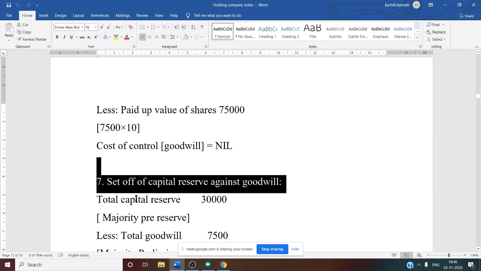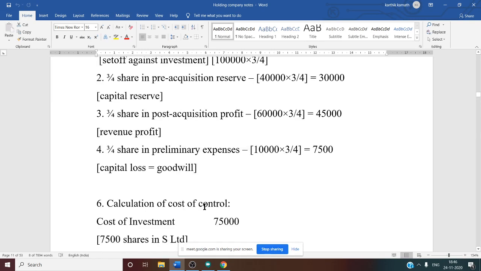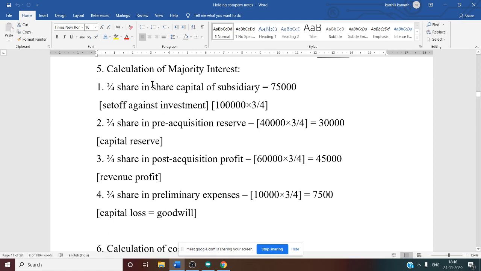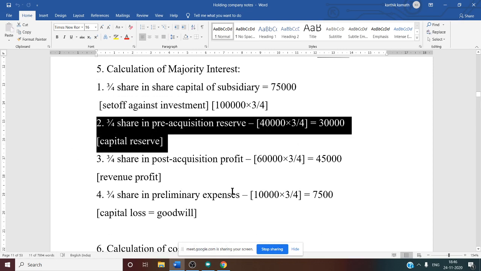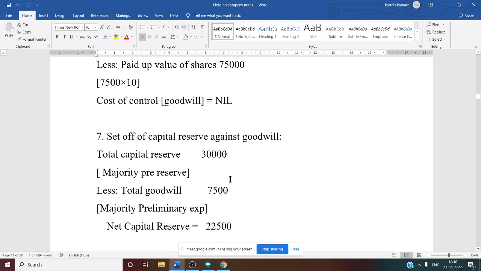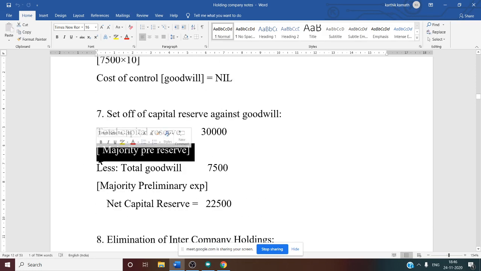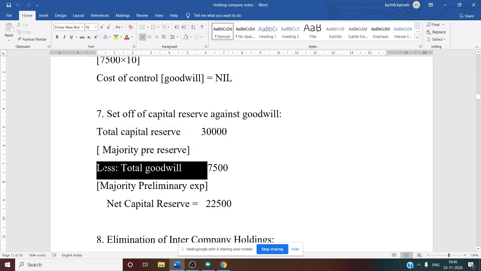So total capital reserve. For that you have to see the majority interest working note. Where is the majority interest working note? Yes, here. Wherever you have written capital reserve, see this one, second point. Second point, we have written capital reserve because it is pre-acquisition reserve. So we know now total capital reserve is 30,000. There is no other capital reserve. That is why total capital reserve is 30,000. We have taken 30,000. Then in the bracket also I have written, see this, majority pre-acquisition reserve. From that you have to deduct total goodwill.